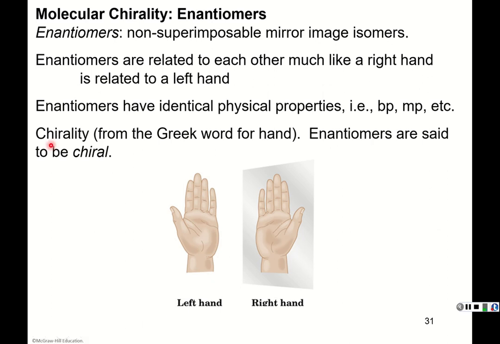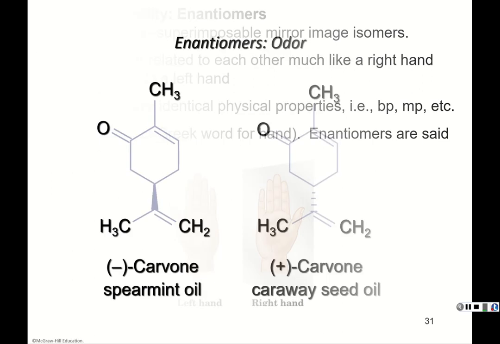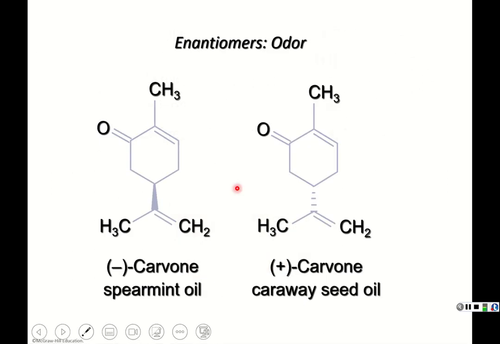This term chirality is from the Greek word for hand. So if you think about chiral or chirality, think of hand. I think that's a good way to think of enantiomers. If you put your left hand up and your right hand, they're mirror images of each other. But if you try to superimpose them on top of one another, you have to turn them both the same direction, and your thumbs are going to stick in different directions. So you can't fully superimpose them.